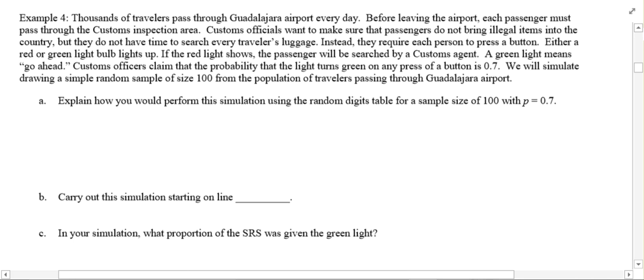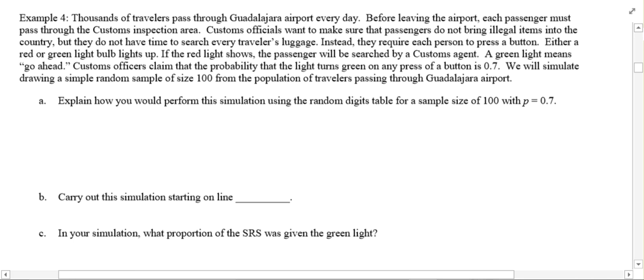So here's our example. Thousands of travelers pass through Guadalajara Airport every day. Before leaving the airport, each passenger must pass through a customs inspection area. Customs officials want to make sure that the passengers do not bring illegal items into the country, but they do not have time to search every traveler's luggage. Instead, they require each person to press a button. Either a red or green light lights up. If the red light shows, the passenger will be searched by a customs agent. A green light means go ahead. Customs officers claim that the probability that the light turns green on any press of the button is 0.7. We will simulate drawing a simple random sample of size 100 from the population of travelers passing through Guadalajara Airport.